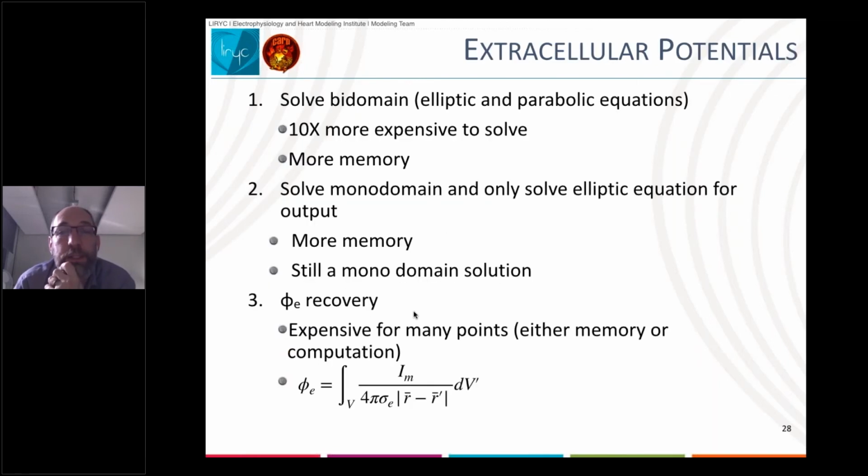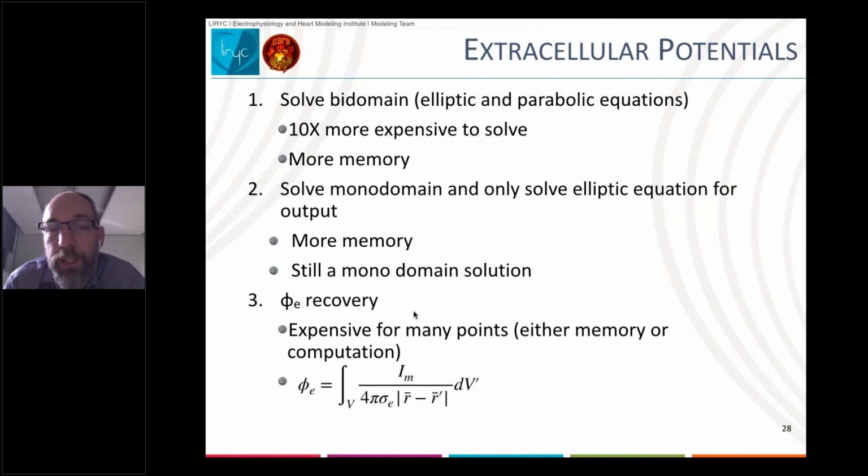So in solving for extracellular potentials, there are several ways to do that. You can solve the bidomain, which works. It's 10 times more expensive than the monodomain, uses up more memory, and really slows things down. It is probably the more accurate one. However, there's another way where you only solve the monodomain, but solve the elliptic equation only when you want to do output. It's still a monodomain solution, but you get a much more accurate extracellular potential.